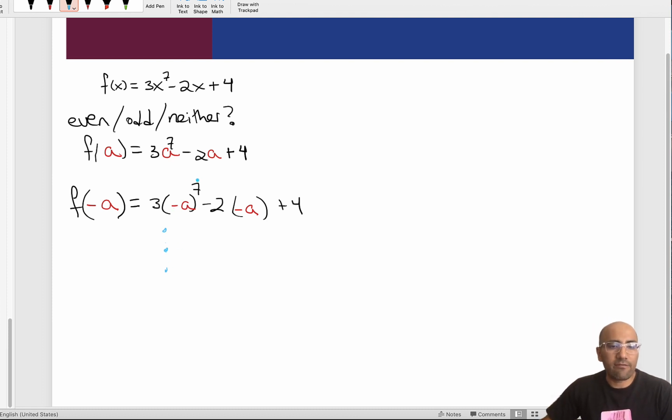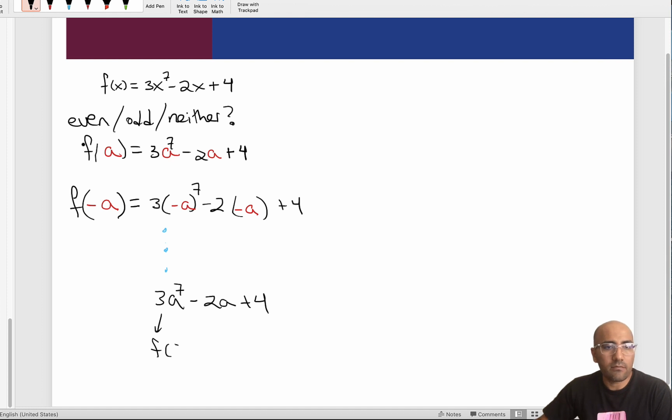Remember that whenever we have a negative raised to an even power, then that negative becomes positive, so we eliminate the negative. Whenever we have a negative raised to an odd power, we preserve that negative, so we keep it. Okay, so sometimes you'll cancel out the negative, sometimes you won't. You'll end up with a new polynomial. Your goal is to see if that polynomial ends up giving you exactly this one, right after a bunch of simplifications. Does it equal 3a to the 7th power minus 2a plus 4, which would mean then that it equaled f of a.